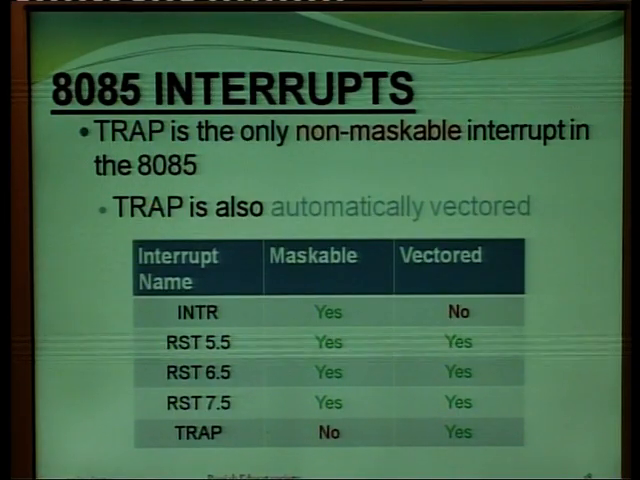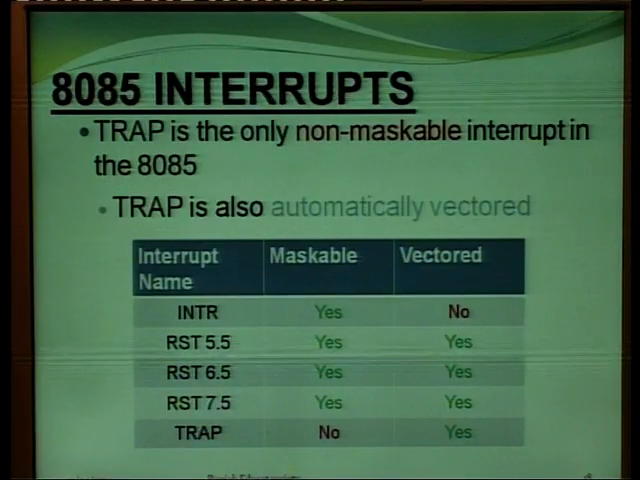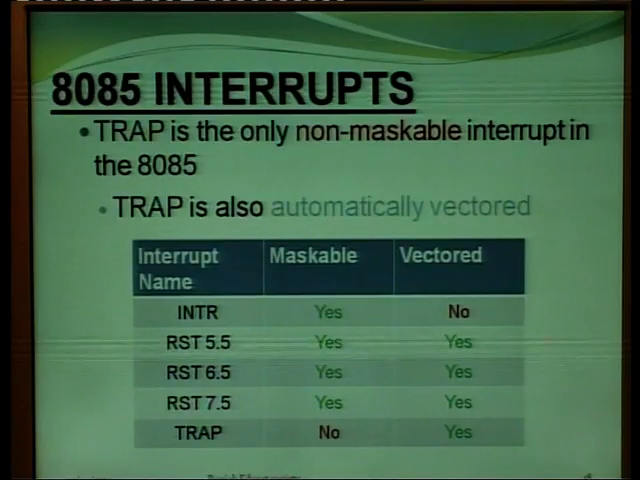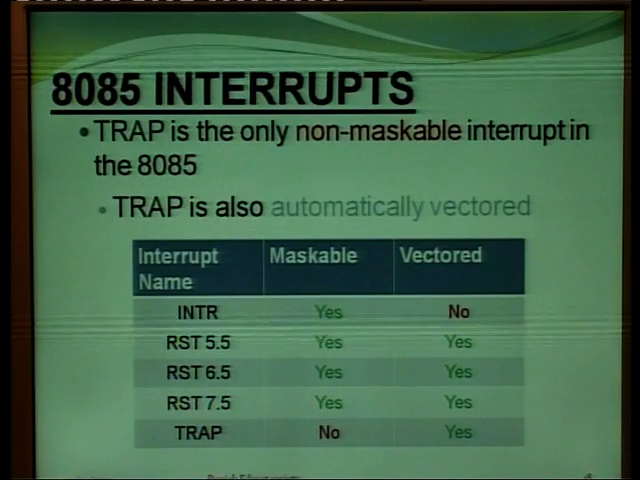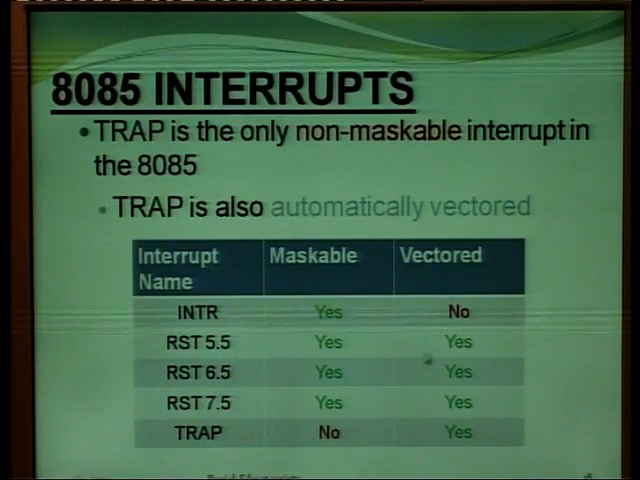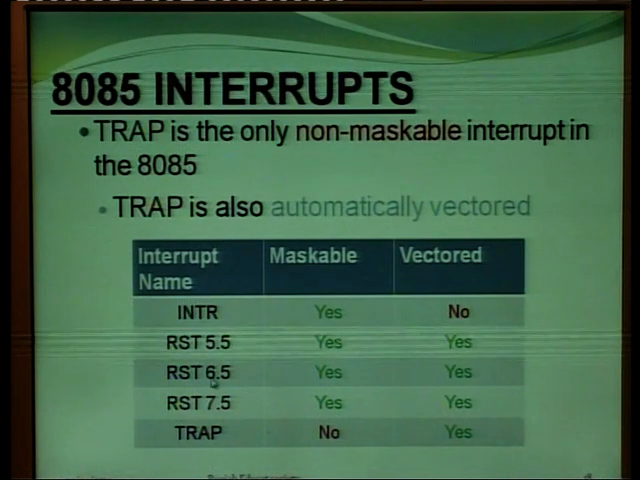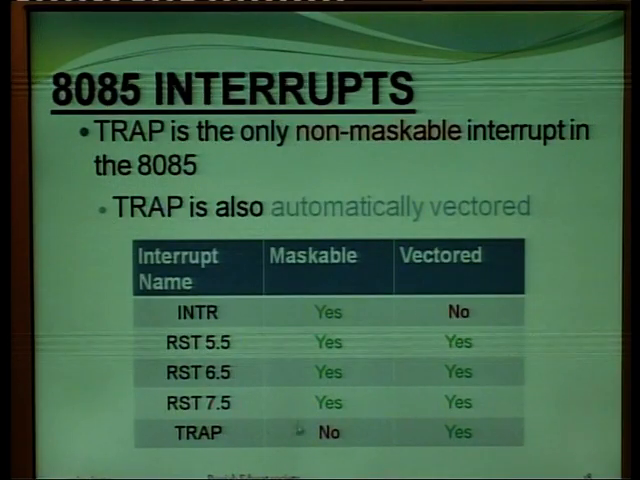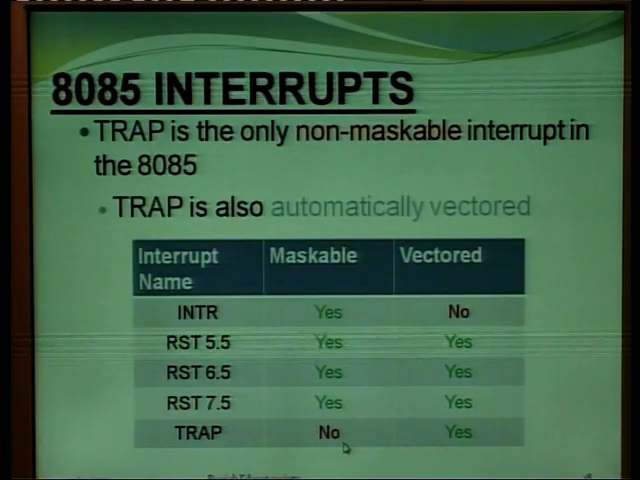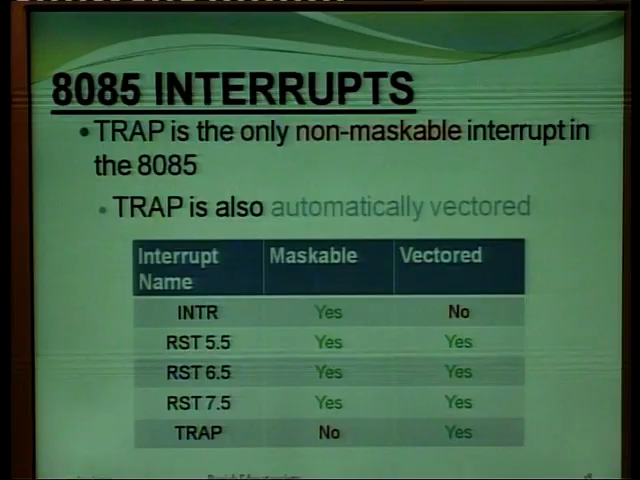Then TRAP is the only non-maskable interrupt in 8085. सो इन्हां पंजों इंटरप्ट्स दे विचों ट्रैप ही इकल्ला इंटरप्ट है जो नॉन मास्केबल है, जो हमेशा ही ऑन रहिंदा है। And TRAP is also automatically vectored. सो इस तरह इन्हां पंज इंटरप्ट्स दी summary: first of all INTR interrupt request is maskable, but this interrupt is the only non-vectored interrupt. Then RST 5.5, RST 6.5 and RST 7.5 are maskable as well as vectored. Then TRAP is the only non-maskable but it is vectored. So there is only one non-vectored interrupt, that is INTR, and there is only one non-maskable interrupt, that is TRAP.